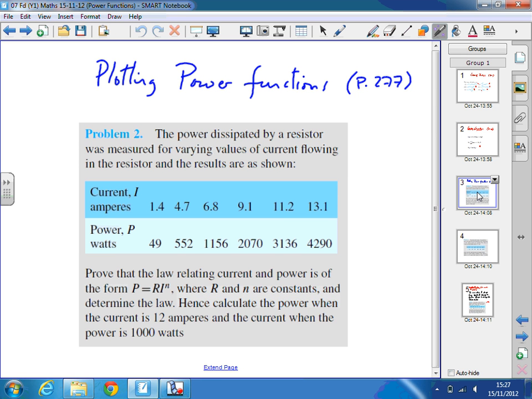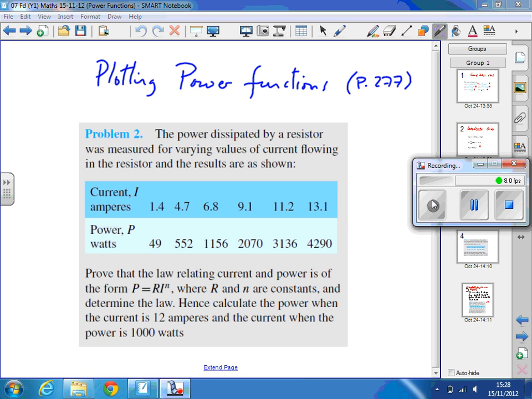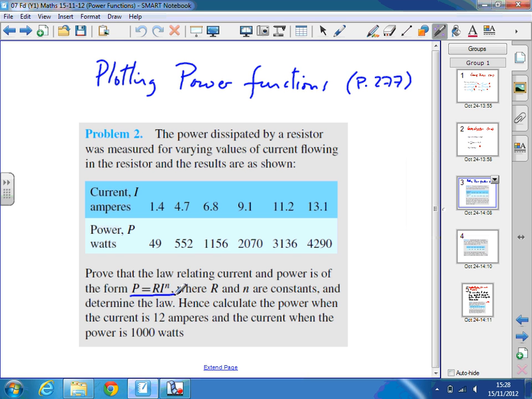Plotting power functions. If you've got the textbook here for the maths, it's on page 277. If you've got the old version of the textbook, it's around about there. Power functions, it's work problem 2. So what we're going to do with this is try and prove that this relationship is true, that the power is related to the current with that relationship, P equals R I to the n.